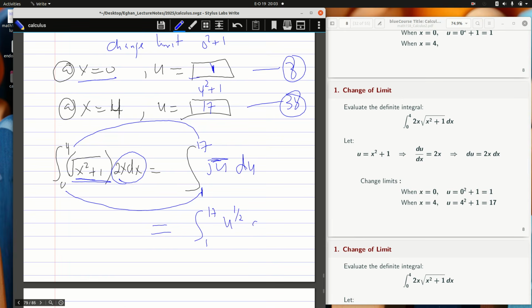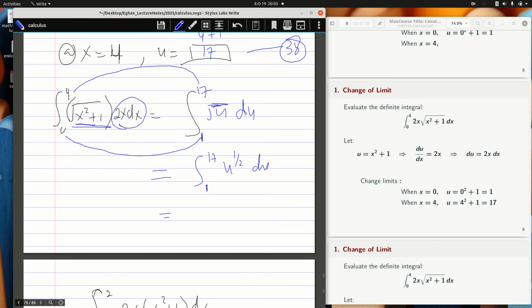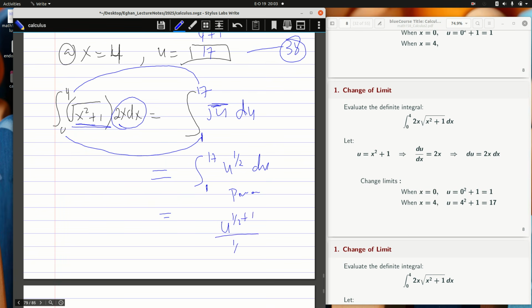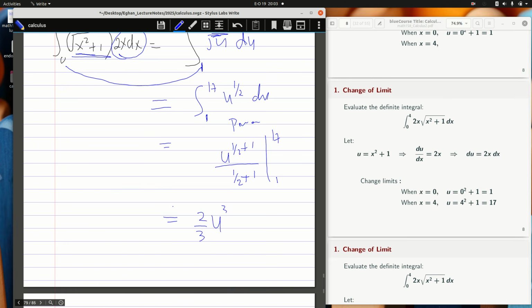The square root is the power half, and then from here you can simply do your integration. I'm going to use the power rule here, so it's u to the half plus 1, divided by half plus 1, and then evaluate from 1 to 17. Here we don't add a constant c because we have a definite integral. I believe this is going to be 2 on 3 u to the 3 on 2, from 1 to 17.